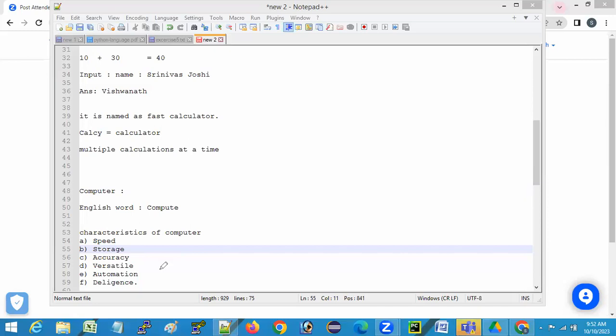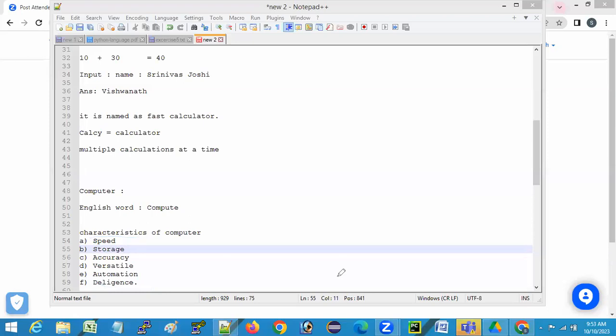So these are called the characteristics of a computer. See here, the first one is speed, the second is storage, the third is accuracy, the fourth is versatility, the fifth is automation, and the sixth is diligence. These are called the characteristics of a computer.